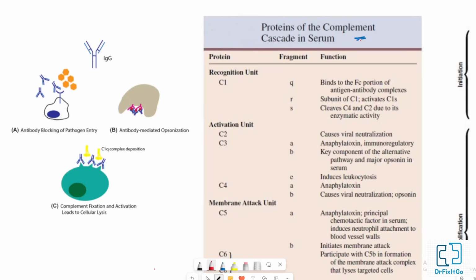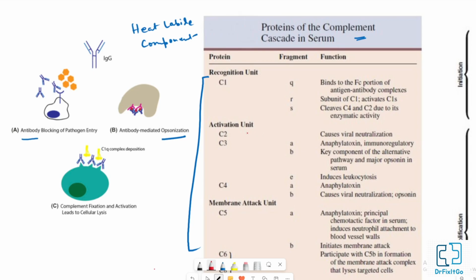Complement was discovered many years ago as a heat-labile component of human blood plasma that augments opsonization of bacteria by antibody, hence the name complement. It is now known that the complement system is composed of a large number of serum proteins that play a major role in the defensive immune response.